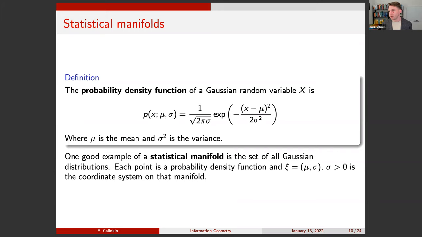Or if you fix X, you can vary mu or sigma and kind of move it along the set of distributions to see how that changes things.